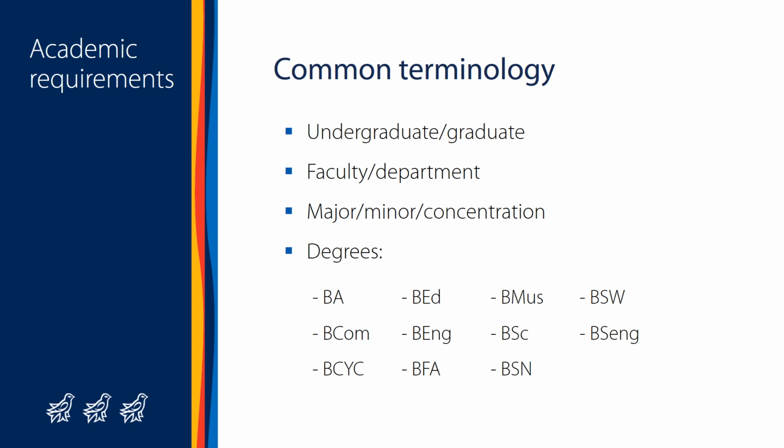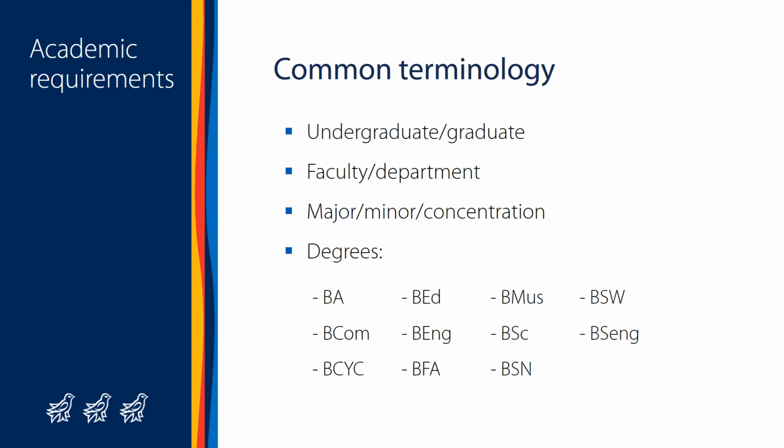And a concentration is a subset of your required courses that are geared towards the specific area of your major. For example, if you're a biology student, you have the opportunity to concentrate in marine biology, meaning that predominantly in the third and fourth year of your programming, you'll have some specific marine biology related courses that you'll need to achieve to receive that concentration.